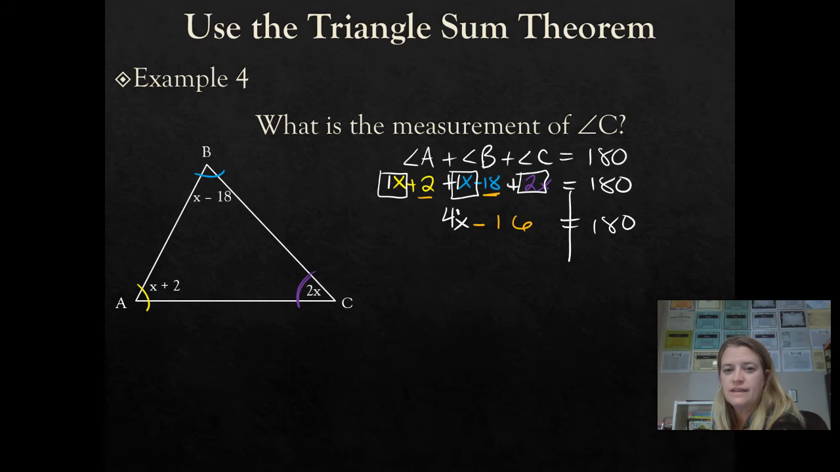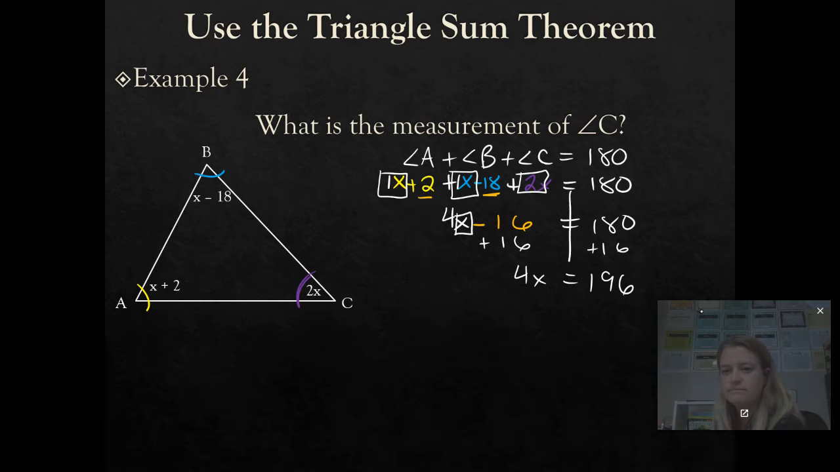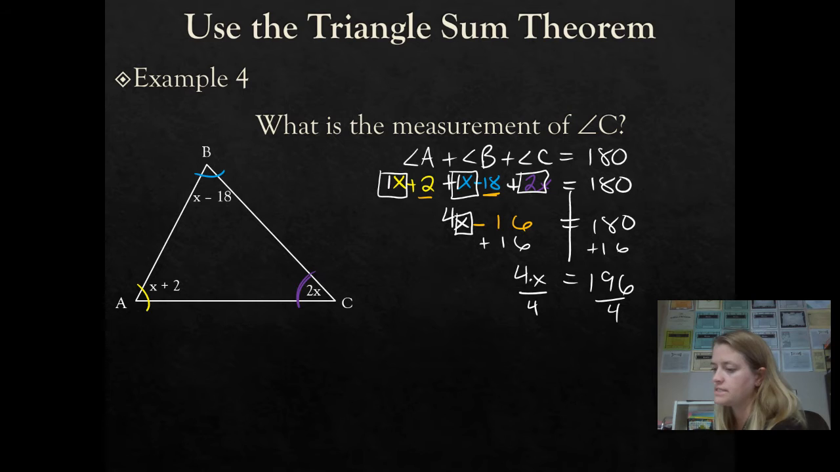Now we're just going to get the x solved for, so we're going to add 16 to each side. So we're going to have 4x equals 196. And then we're going to divide each side by 4. Remember, this is 4 times x, so we do the opposite and we divide by 4. And so we have x equals 49, okay? So we did solve for x, so we found x. That was the first step.